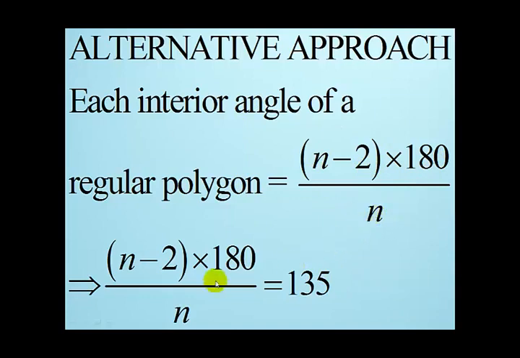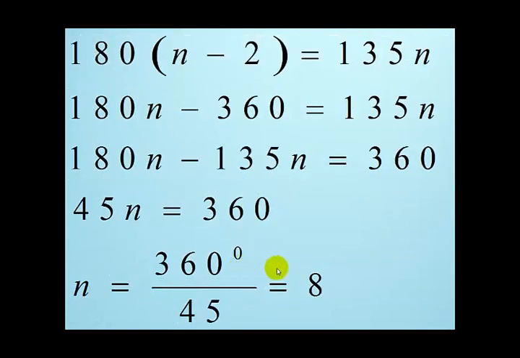And that is how come we have (n minus 2) times 180 all divided by n is equal to 135 degrees. Take note that we are solving for n, that's the number of sides. So we need to simplify this by cross multiplying. We have to cross multiply. That is n multiplies 135, and this is equal to (n minus 2) times 180. So we have 180 times (n minus 2) is equal to 135 times n. That is after cross multiplication.